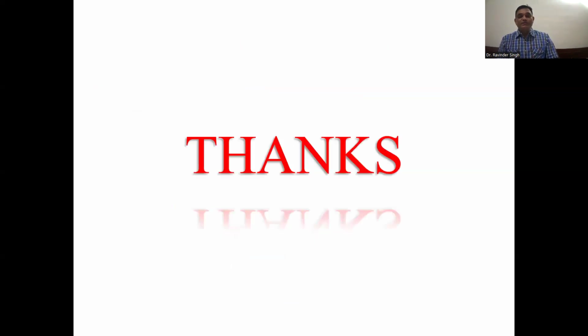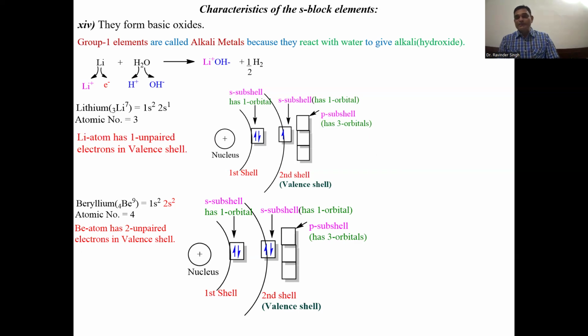So that is all about the characteristics of the s-block elements. That's all about today's lecture. You can learn all these points because any of the characteristics can be asked in the form of a question in your examination. Thank you for keeping patience.